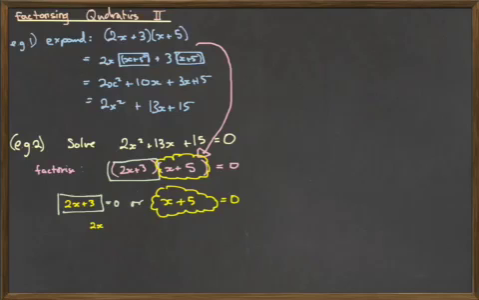So if 2x plus 3 is 0, that means that 2x is minus 3, which means that x is minus 3 over 2. That's one of the solutions. That's one of the values of x that work. So if x plus 5 is 0, that means x is minus 5. So the solutions are x is equal to minus 3 over 2, or x is equal to minus 5. They're the two solutions that work in the equation 2x squared plus 13x plus 15 is 0.